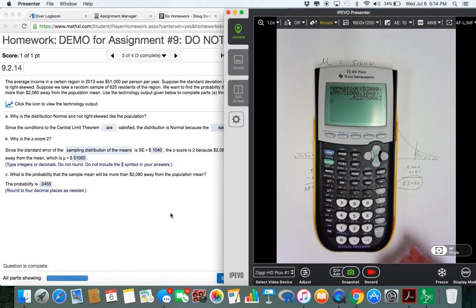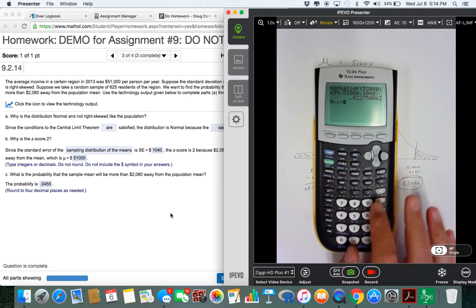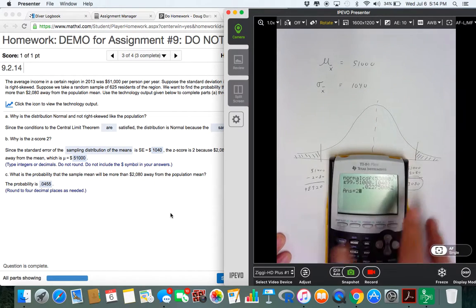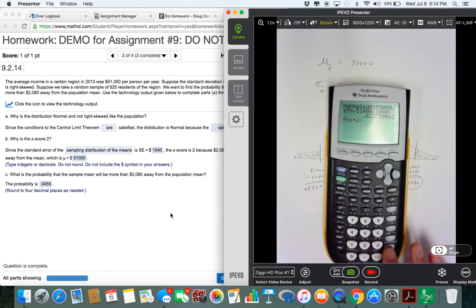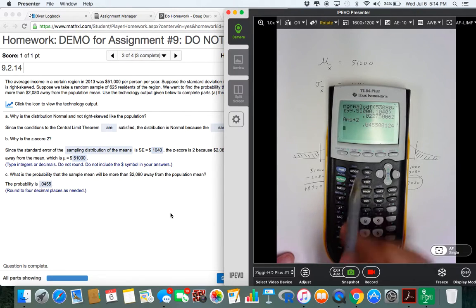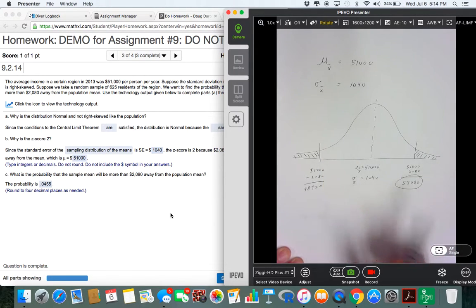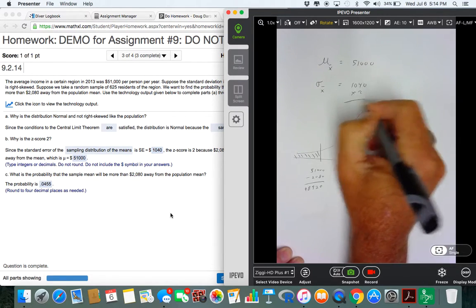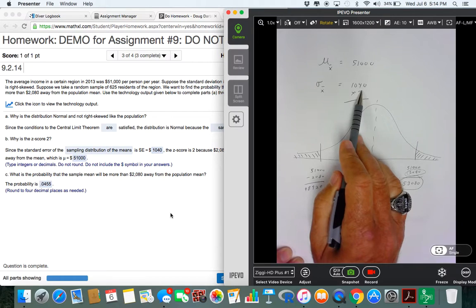Now, when I get that, I get 0.02275. I multiply that by 2 because I have to account for the area down here that I calculated will be equal to the area that I calculated above. So I get 0.0455 with technology, which matches up perfectly with what I got using the empirical rule. Now, the empirical rule is fine. We had a problem right here that looked at 2,080, which was perfectly twice the standard error.